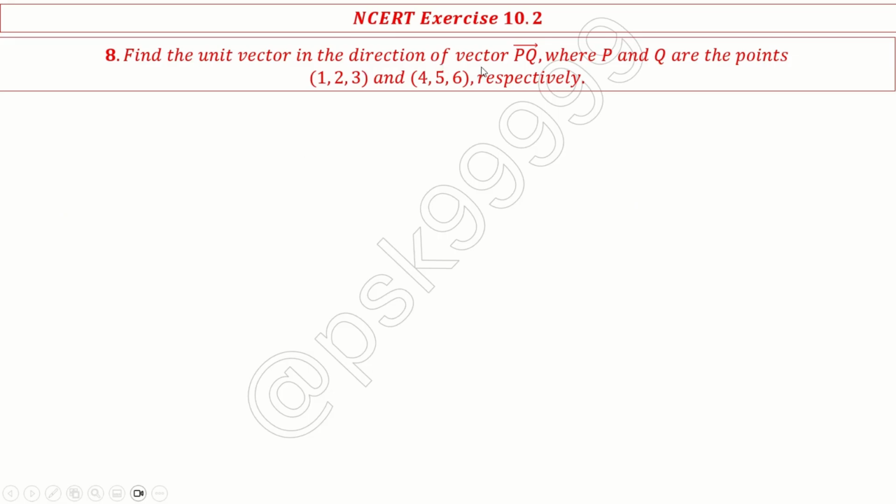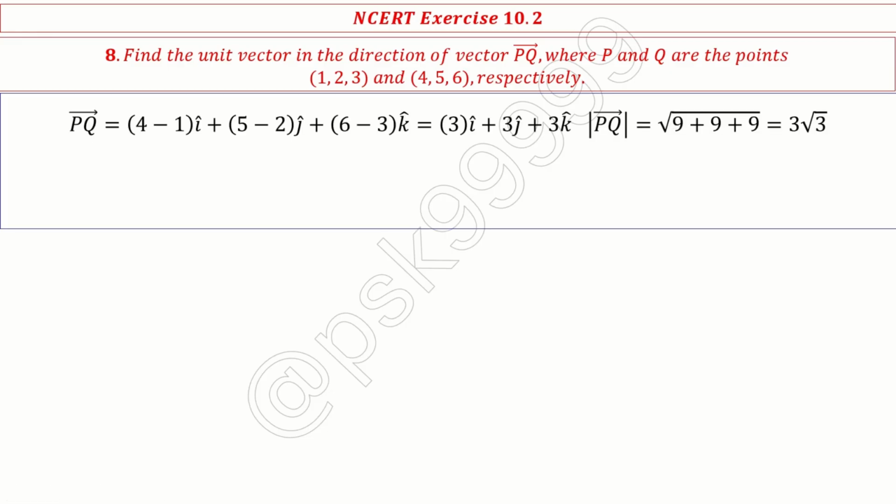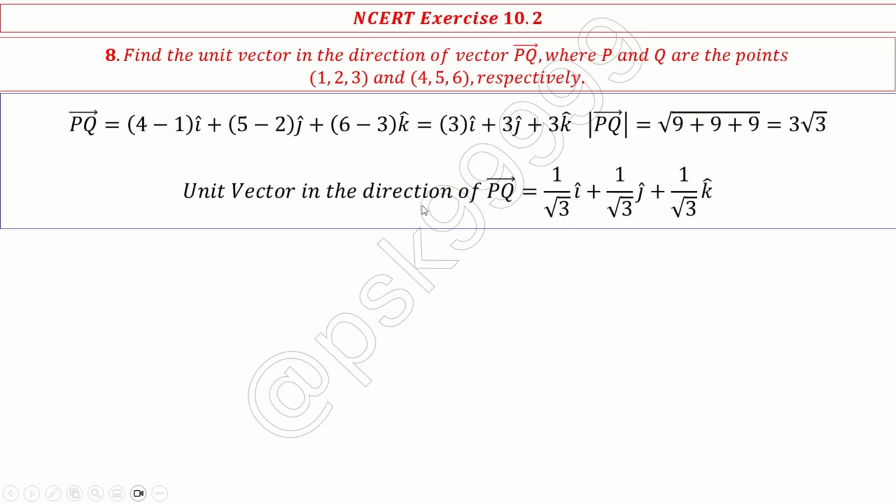Find the unit vector in the direction of vector PQ, where P and Q are the points given here. First, what is your vector? PQ bar is nothing but (4, 5, 6) minus (1, 2, 3). So this is my vector 3i, 3j, 3k. The magnitude of the PQ vector is the square root of 9 plus 9 plus 9, or 3 root 3. So the unit vector in this direction is the vector divided by the magnitude. So 3 by 3 root 3 gives 1 by root 3 for each component. Next.